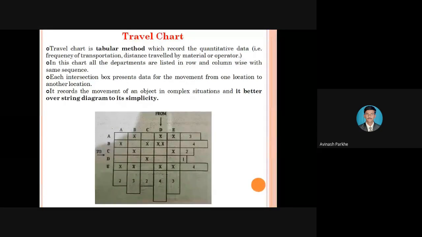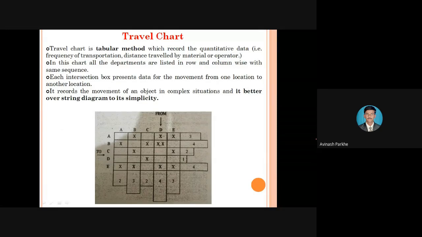Also, in addition to the longer distances, whatever repetitive movements and backtrackings are taking place, it becomes more and more complex. In the flow diagram, repetitive backtrackings and repetitive movements cannot be indicated. It can be eliminated in the string diagram. Again, in the string diagram, the number of complex processes increases, the number of backtrackings increases, and the string diagram also becomes more complicated in order to find out the actual distance.